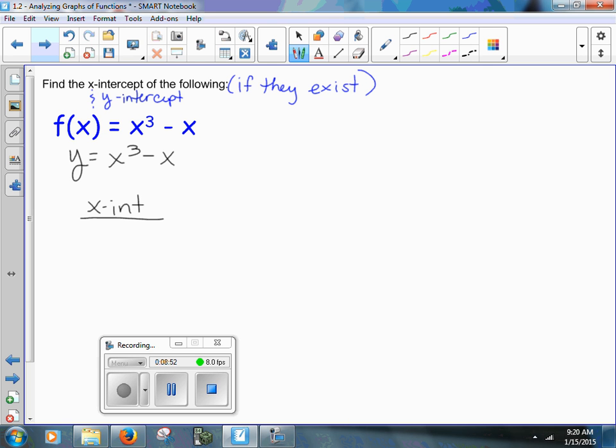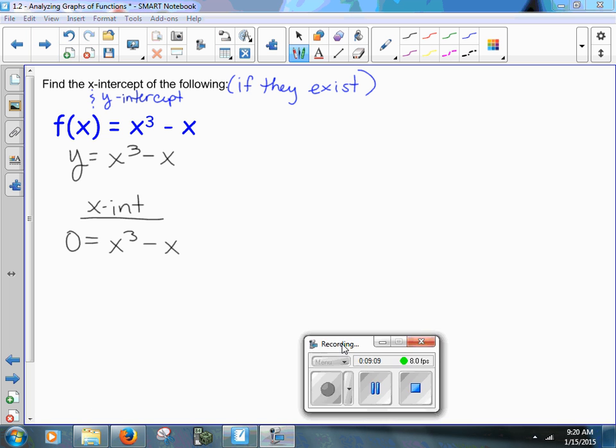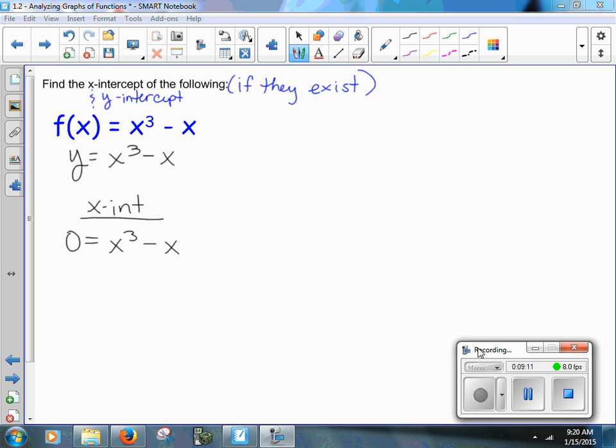X-intercept. The x-intercept, I want to end up with x equals something. So I have to plug 0 in for y. So here we go. 0 is equal to x cubed minus x. How in the world do we solve that?